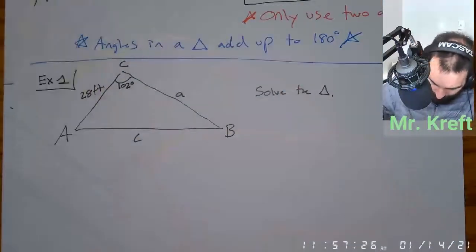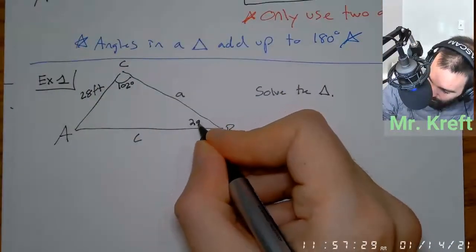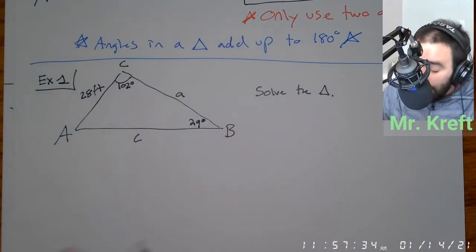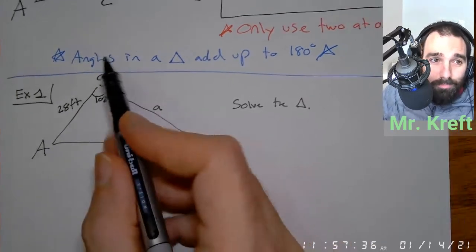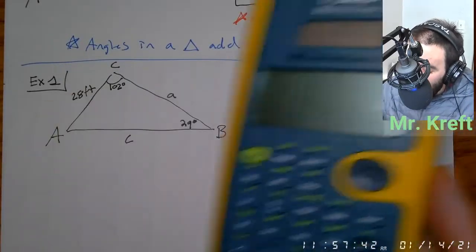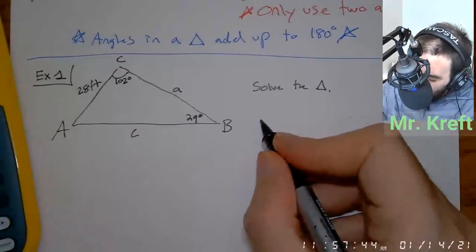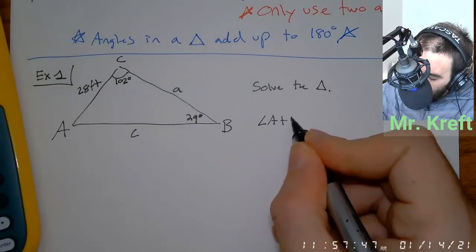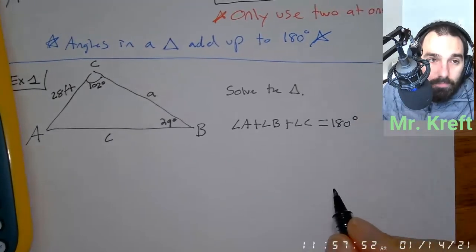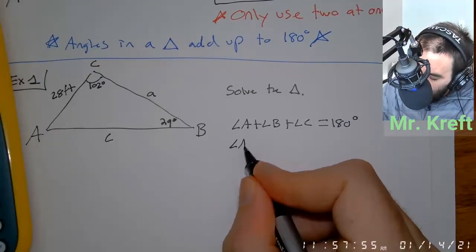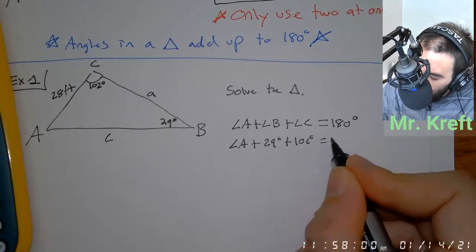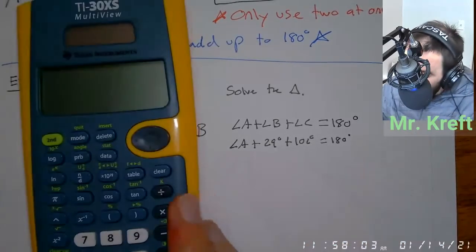I was about to say, we're not going to get too far with this. So this right here is 29 degrees. Let me give you a tip: if you're ever given two angles, find the third angle. It's so easy. So I know that angle A plus angle B plus angle C equals 180 degrees. Angle A plus angle B is 29 degrees, and angle C is 102 degrees. So I'm just going to solve that really quickly.